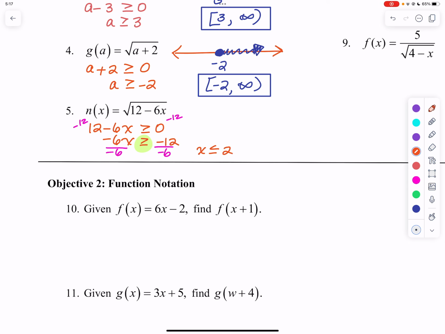So with that, we have that number line, and we want all of the x values that are equal to 2 or less than. And that is because we had to reverse our sign. So here we have negative infinity all the way to 2, and we do want to include 2.